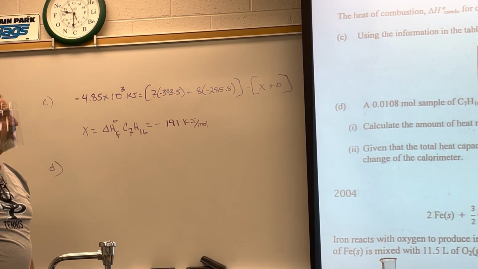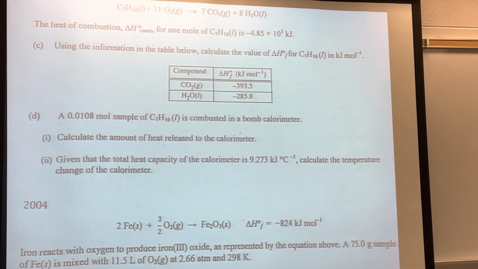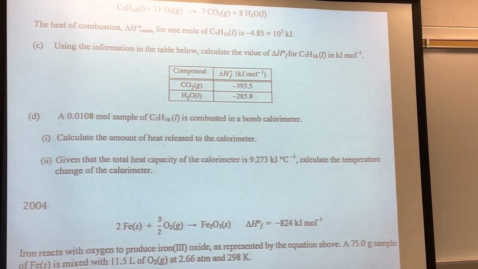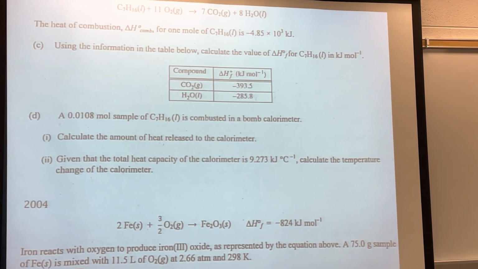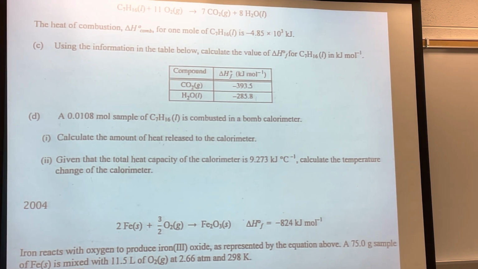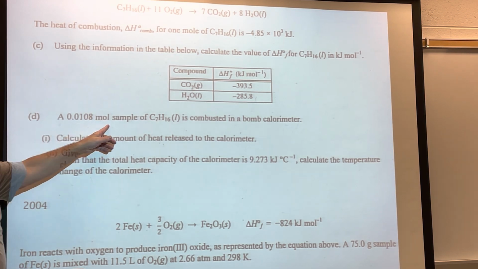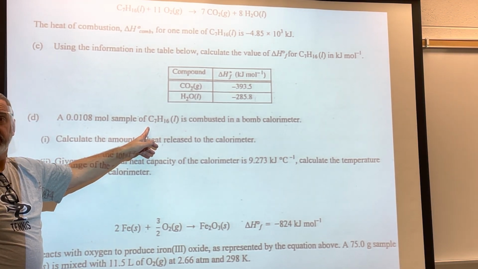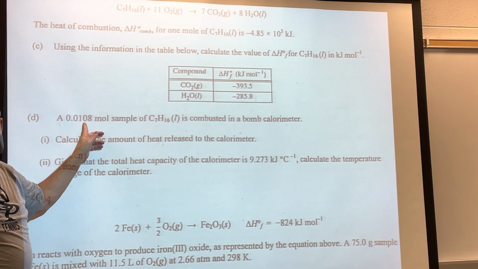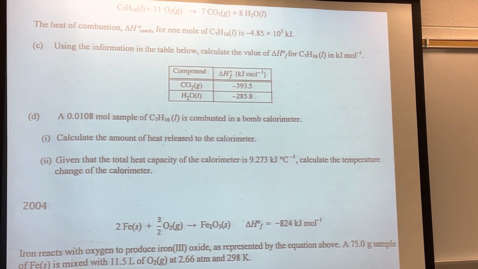Now D. If a 0.0108 mole sample is combusted, how much heat is released? So how do I do that? If this is kilojoules per mole, it's super easy. If this is kilojoules per mole, and they tell me how many moles are burning, I just multiply by the mole. Okay? This is kilojoules per mole. To get to kilojoules, I multiply by moles.